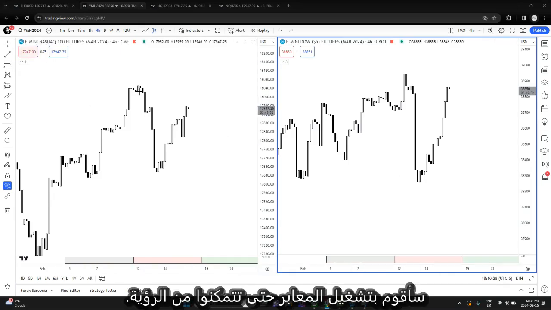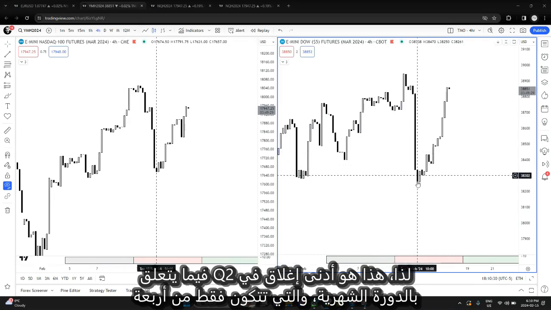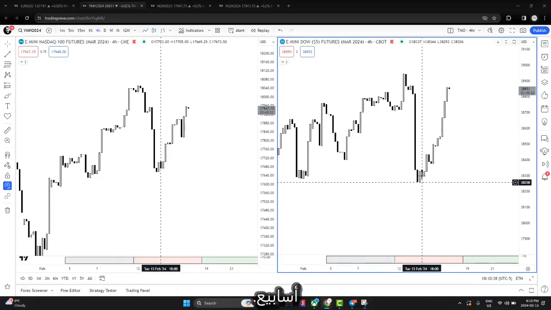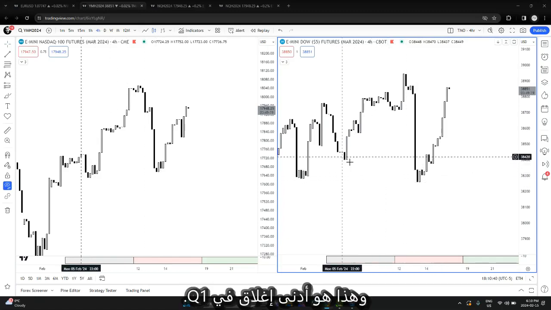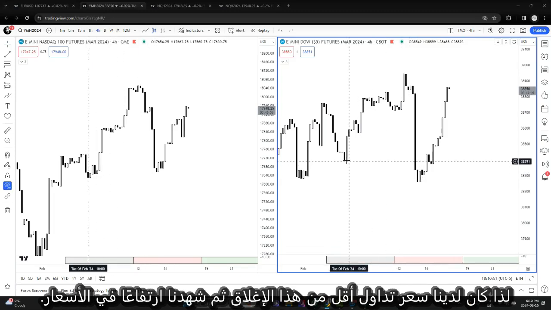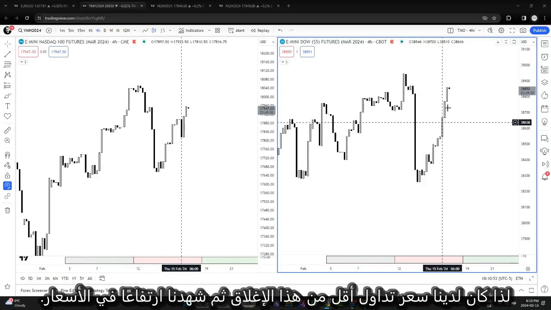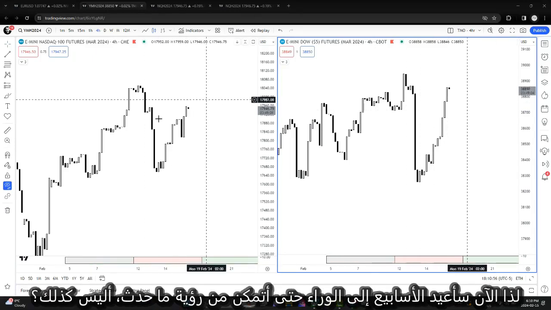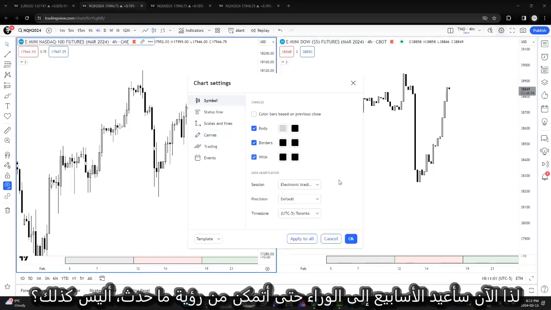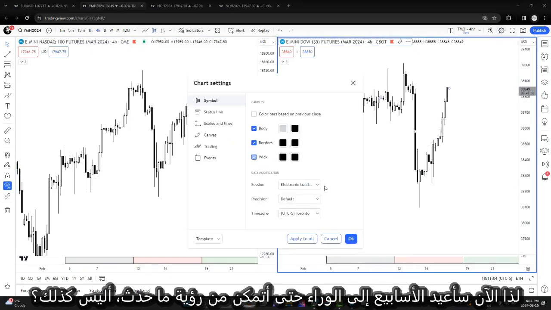I'll turn the crosshairs on so you guys can see. So this is the lowest close in Q2 in regards to the monthly cycle, which is comprised of 4 weeks. And this is the lowest close in Q1. So we had price trade below this close, and then we had price rally. So now I'll just turn back the wicks on so you guys can see.